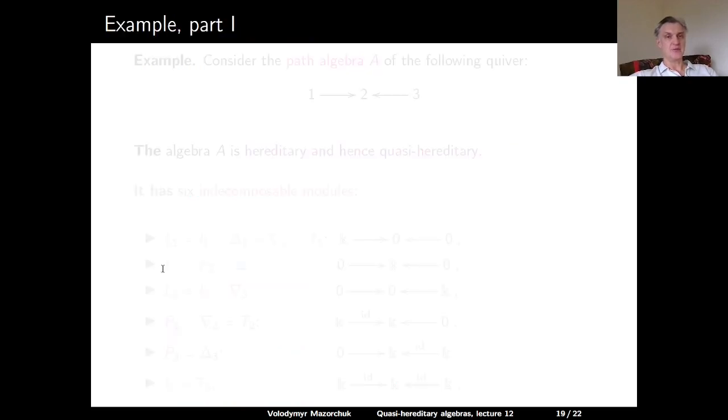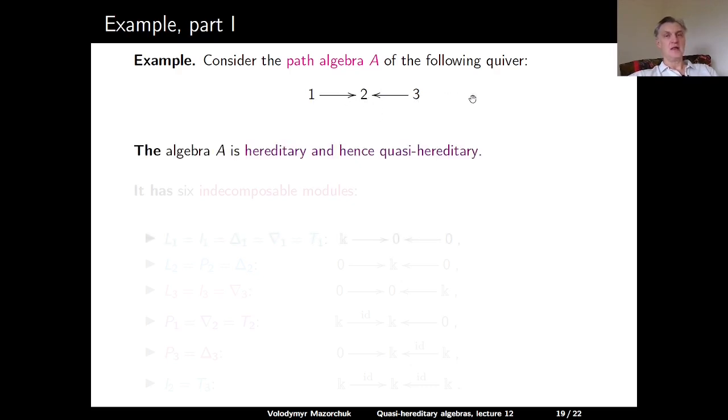So let's do one example. So we take the same example as before. We take the path algebra A of the following quiver: vertices 1, 2, and 3, an arrow from 1 to 2, and an arrow from 3 to 2. And this algebra A is hereditary, and so quasi-hereditary for any order. We have the natural order on 1, 2, and 3, and it has 6 indecomposable modules.